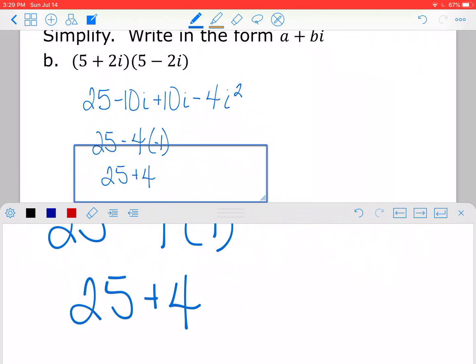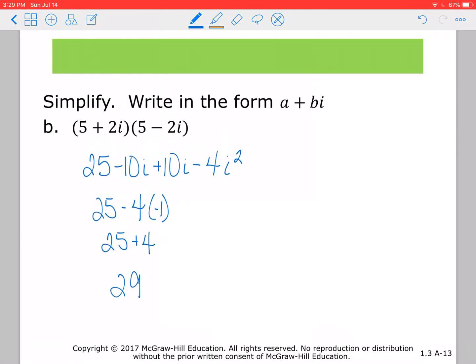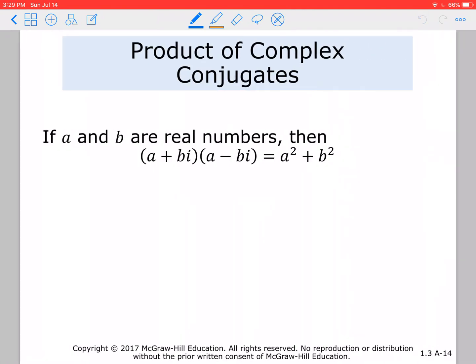If you have a plus bi, multiplying by the conjugate, a minus bi, so same numbers. 5 plus 2i, the conjugate is 5 minus 2i. And so we end up with a squared plus b squared, which gets rid of our i altogether. And plus there in the middle because of the i squared being negative 1.